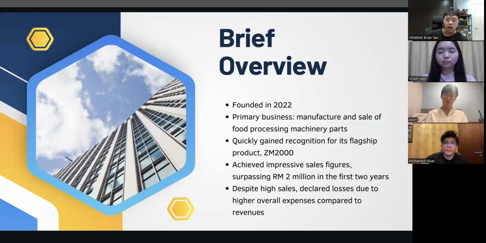So now we're talking about the Liberty Syndrome background. So what are they? They were founded in 2022. Their primary business is manufacturing and sale of food processing machinery parts. They quickly gained recognition for their flagship product, the ZM2000. They achieved impressive sales figures, surpassing 2 million in the first 2 years. Despite high sales, they declared losses due to high overall expenses compared to revenues.